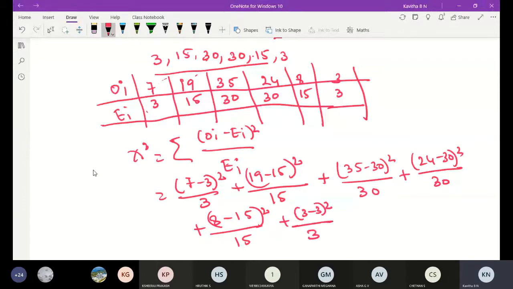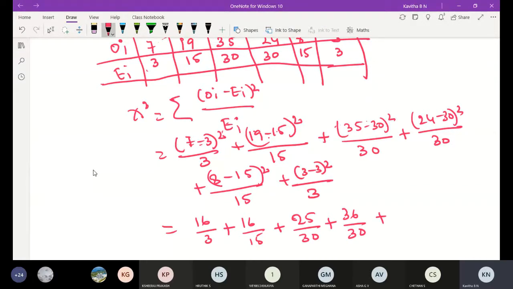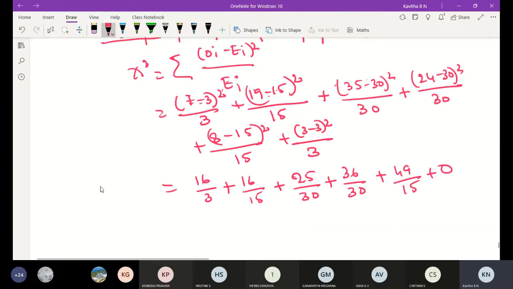Then use the calculator and simplify. 7 minus 3 is 4, 4 square is 16, 16 by 3. 19 minus 15 is 4. 35 minus 30 is 5, square is 25 by 30. Then 24 minus 30 is minus 6, square means 36 by 30. Then 15 minus 8 is 7, 49 by 15, and 0. Then simplify, and you will get 11.7.